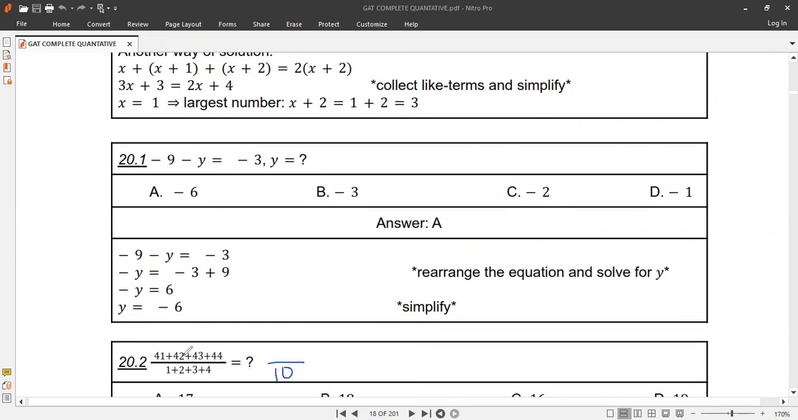Now, to add these numbers easily, we add 40 plus 40 plus 40 plus 40. So 40 multiplied by 4 equals 160. And we have the same numbers, 1, 2, 3, 4, which is 10. So if you add them, you will get 170. 170 divided by 10, we can simplify 10 with 10. So the answer is 17.